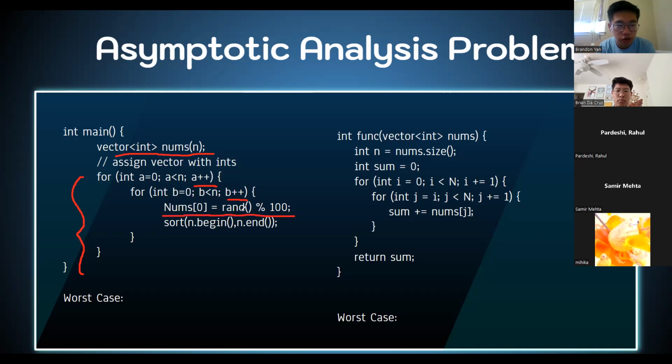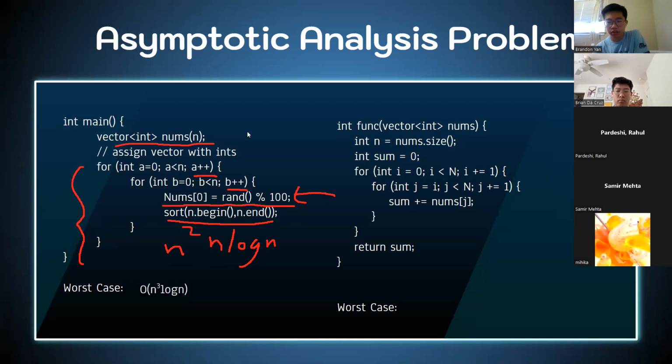Okay, I'm making the first element in the array a random number from 0 through 99. That's what this does. And then I'm sorting it. And then as we mentioned before, a sorting function is n log n. And then the outside loop is running n squared. So the worst case of this is simply n cubed log n.